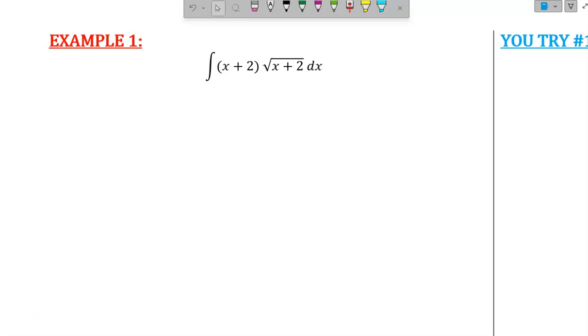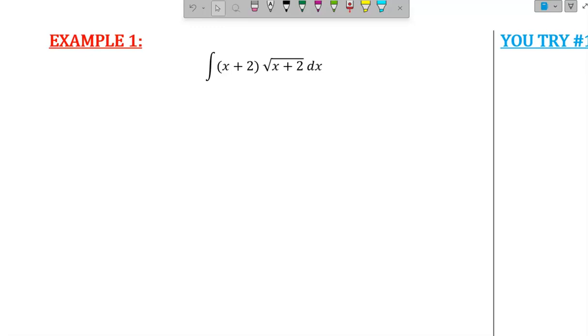Fugay, and in this video we're going to talk about a couple examples where we might run into some challenges when performing u substitution. So we're going to jump right into it. We're going to look at example 1 here, and we have the integral of (x + 2) times the square root of (x + 2) dx.